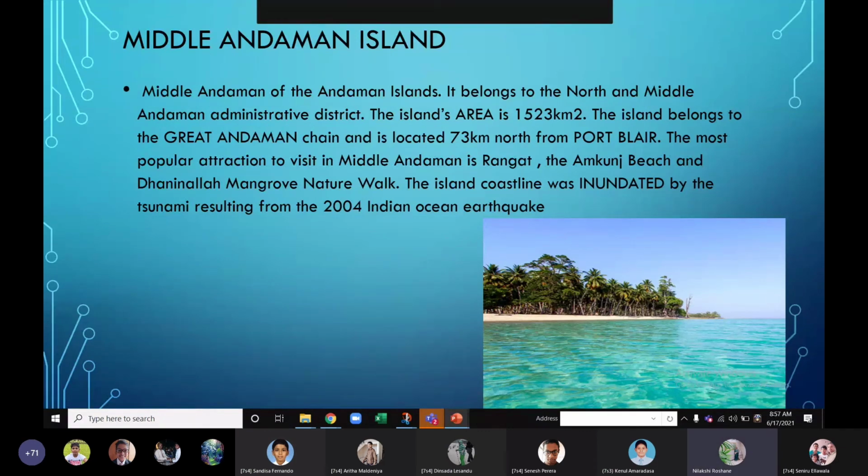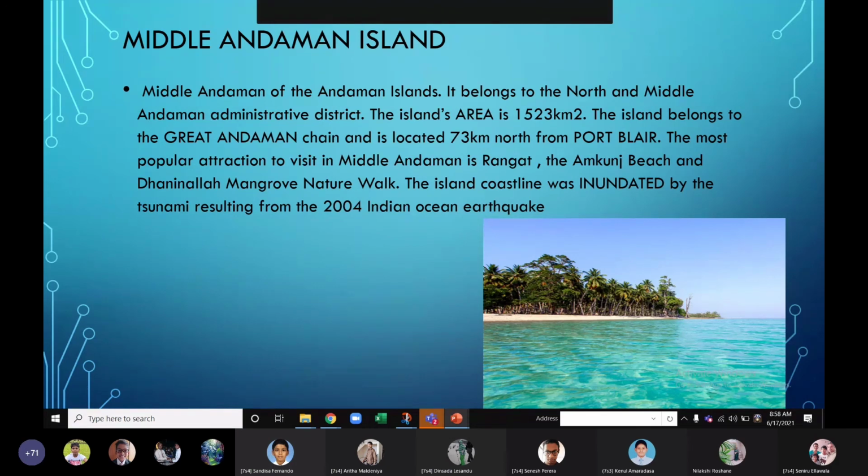So now we can talk about Middle Andaman Island. Middle Andaman of the Andaman Islands belongs to the North and Middle Andaman Administrative District. The island's area is 1,523 square kilometers. The island belongs to the Great Andaman chain and is located 73 kilometers north from Port Blair.